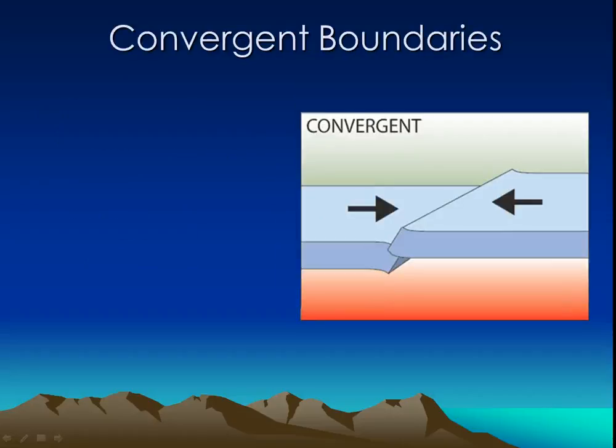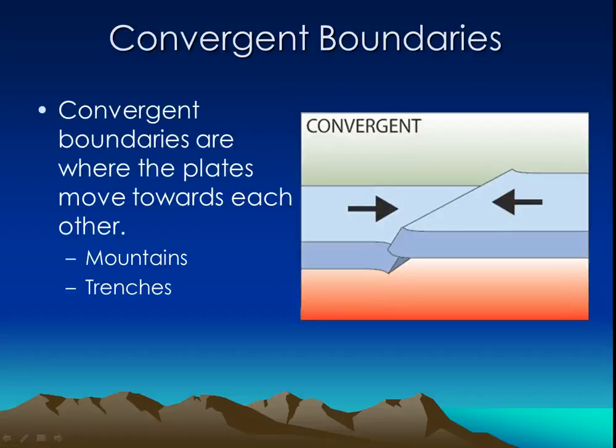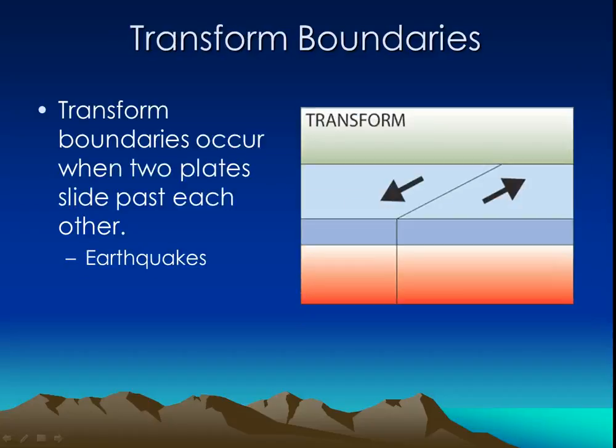The second is convergent boundaries. Convergent boundaries are where the plates move towards each other. So think of convergent, come. They're coming closer to each other. And when that happens, mountains and trenches are formed. And then finally, we have transform boundaries. Transform boundaries occur when two plates slide past each other, and those usually form earthquakes.